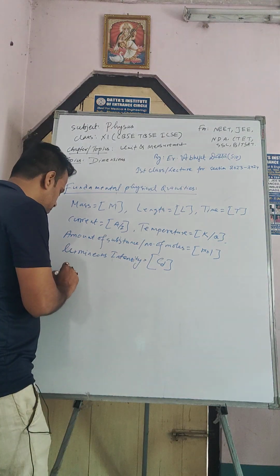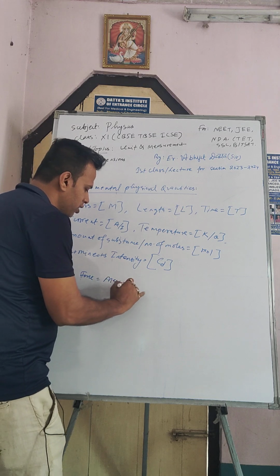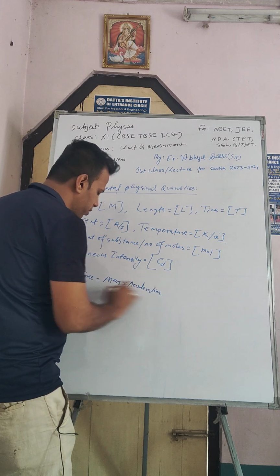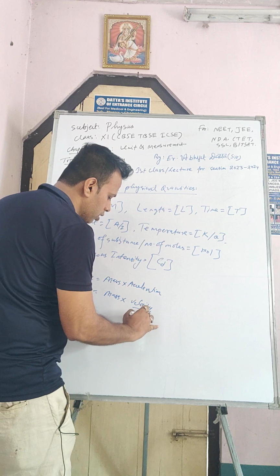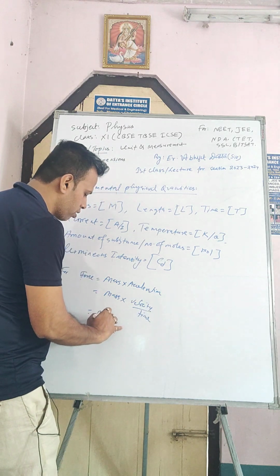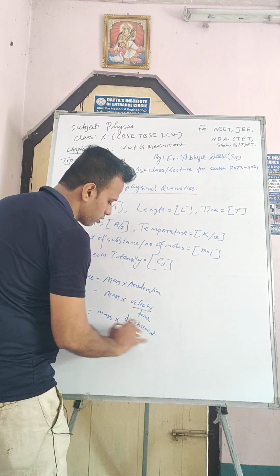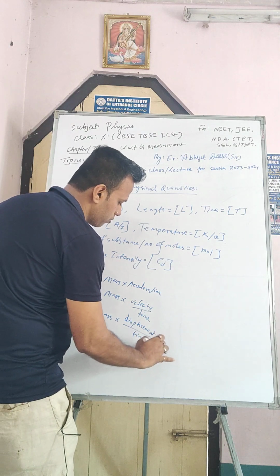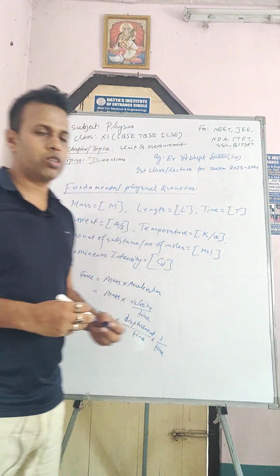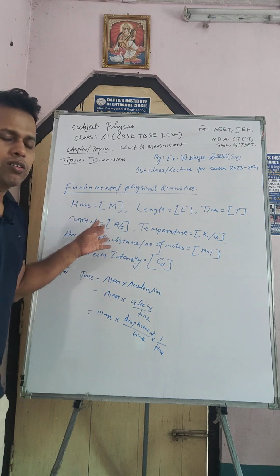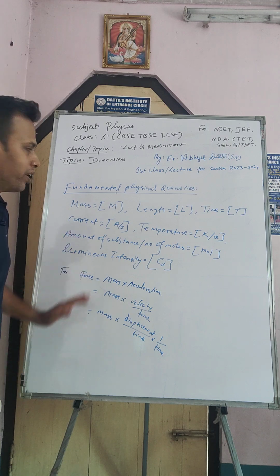For example, I take force. So force is what? Mass into acceleration. Mass is also fundamental, and acceleration we can convert to velocity by time, is it not? Or velocity we can define as displacement by time, so displacement by time into 1 by time. Okay, so these are the derived quantities. Derived physical quantities are those which can be derived by using any one or any two of the fundamental physical quantities.